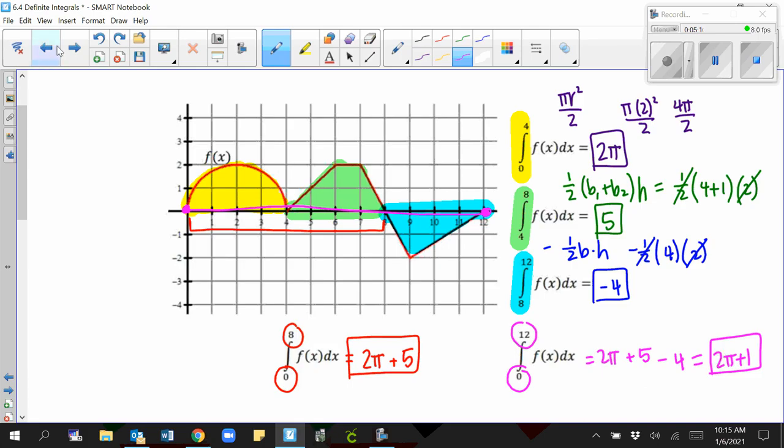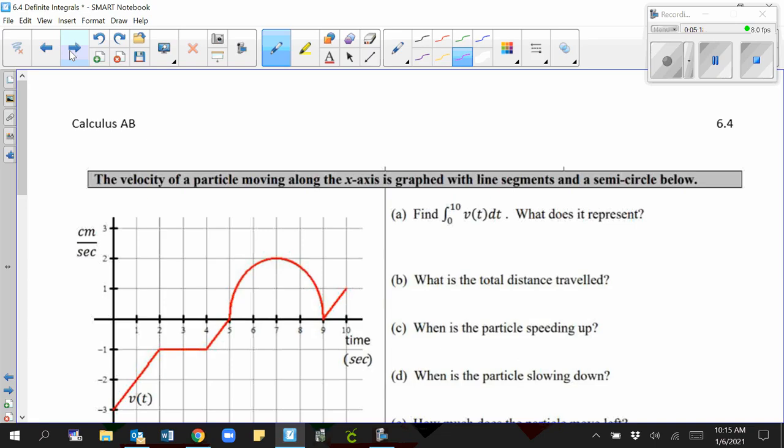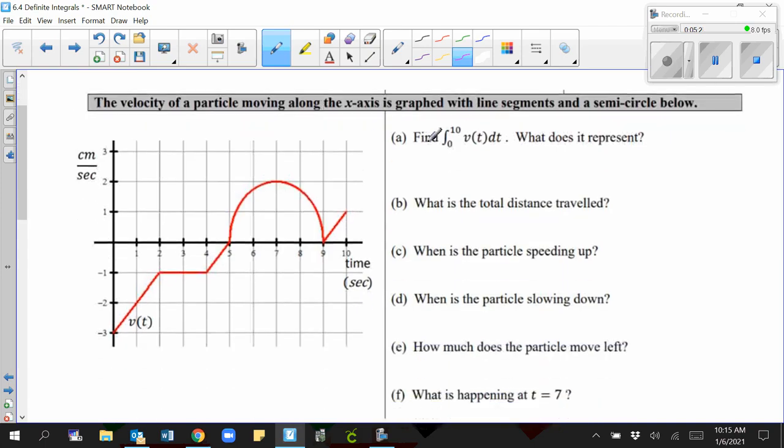All right, let's look at another example. So this one is talking about the velocity of a particle moving along the x-axis graphed with the line segments and semicircles below. So it says find the integral from 0 to 10 of our velocity. So that means that we are going to find all of these areas here.